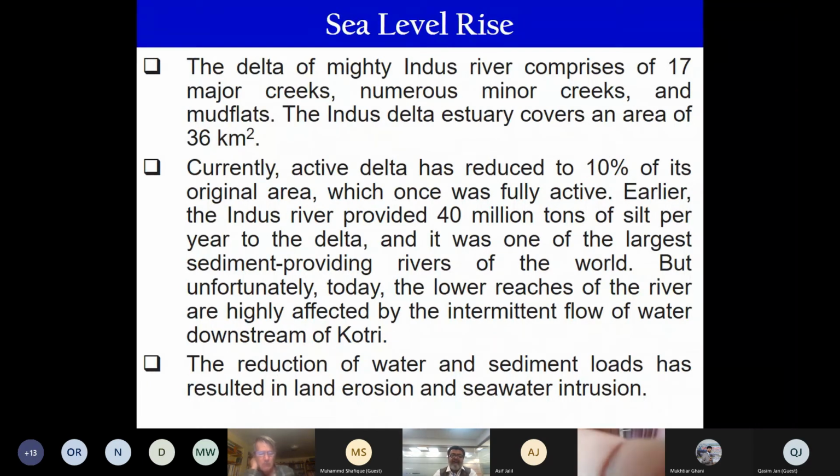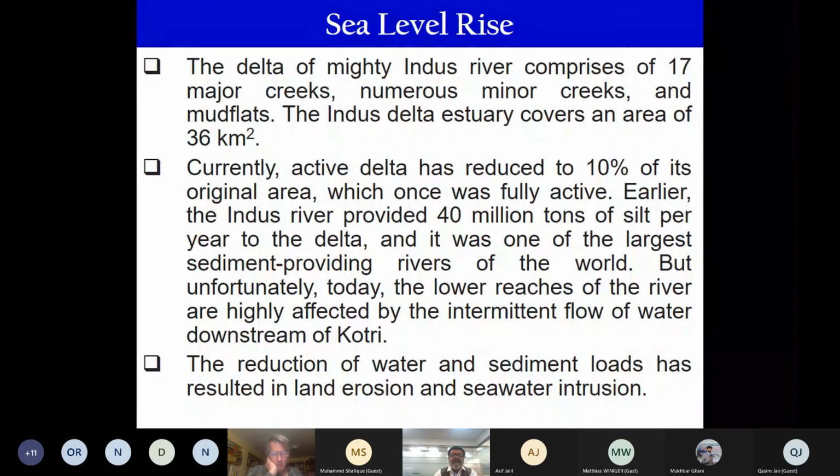Earlier, the Indus River provided 40 million tons of silt per year to the delta, and it was one of the largest sediment providing rivers of the world. But unfortunately, today the lower reaches of the river are highly affected by the intermittent flow downstream of the Kotri barrage. So the reduction of water and sediment load resulted in land erosion and seawater intrusion.